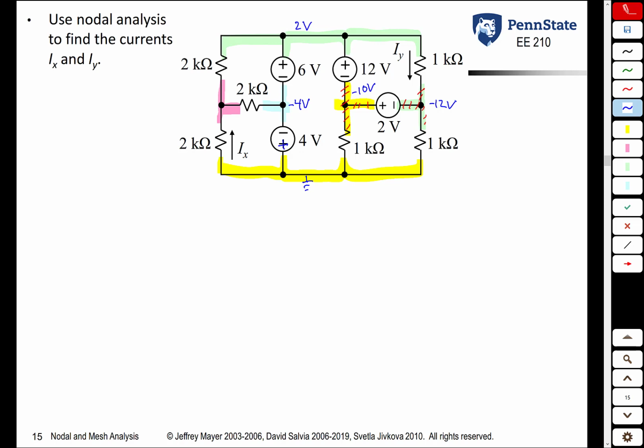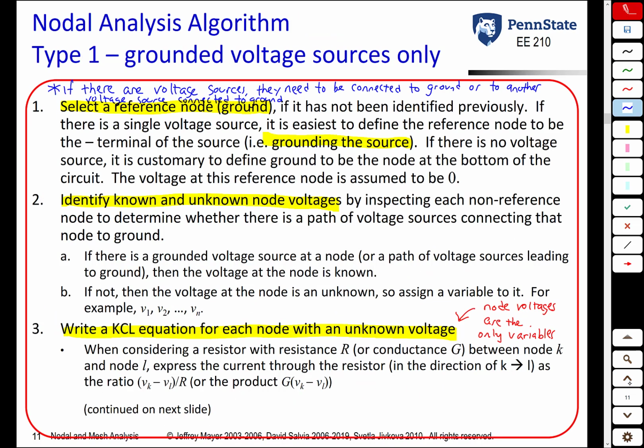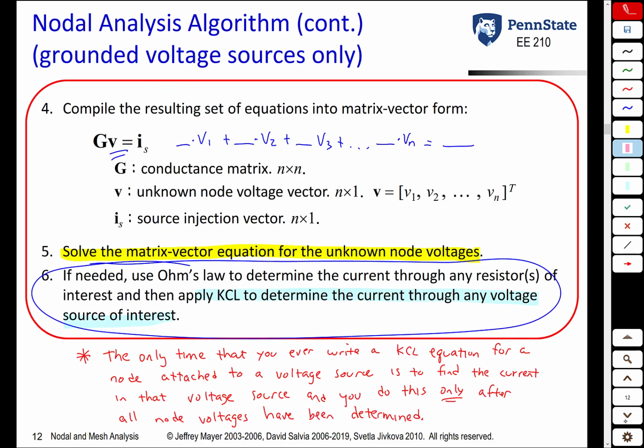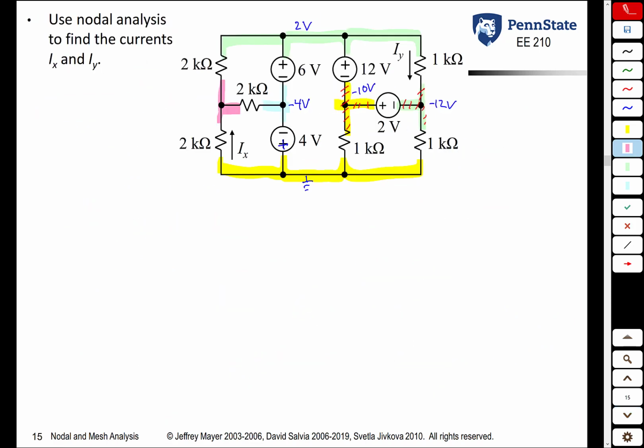This combination of 4 voltage sources, each connected to each other, is called a tree of voltage sources. So if you go back to the algorithm, let's go back a few pages here. The key phrase in this algorithm is in step 2a: a path of voltage sources leading to ground. And that's exactly what we have in this example here. We have a path of voltage sources that do lead to ground, and so we can apply this algorithm.